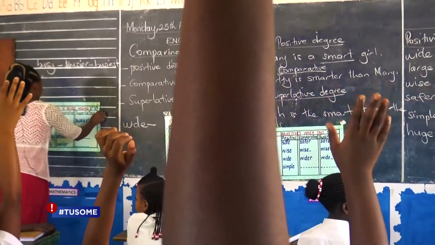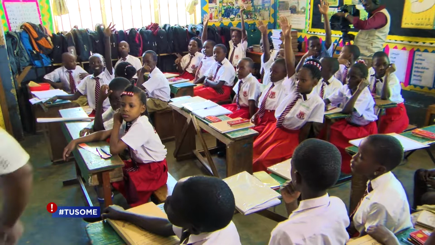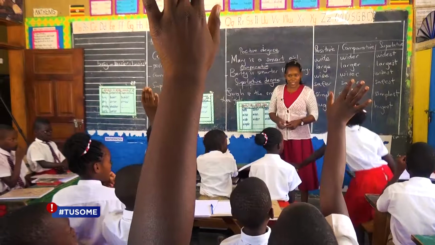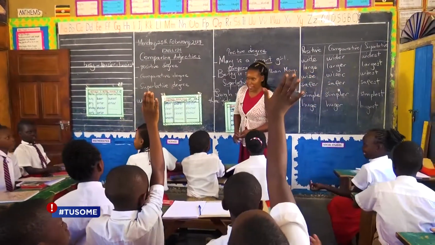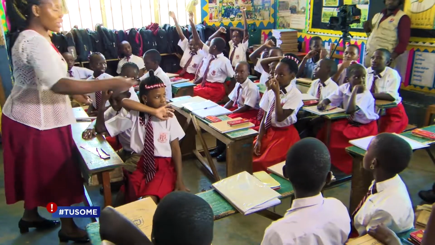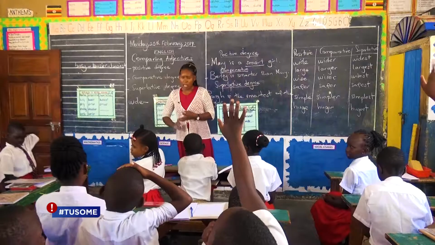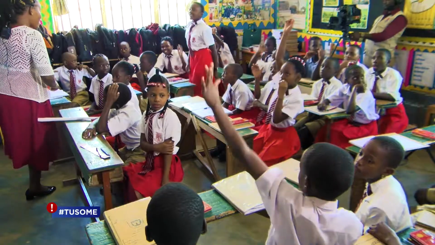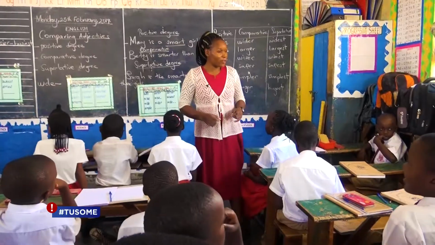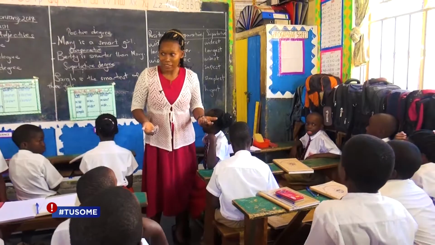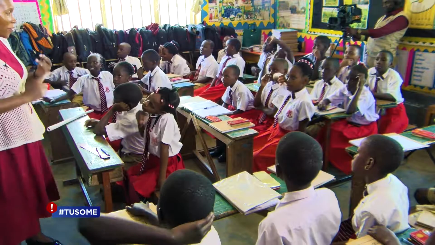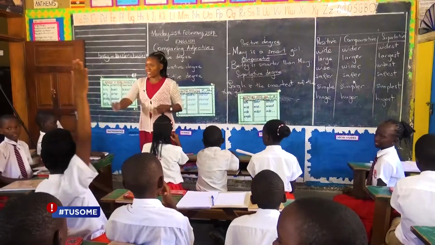Okay. Now you are going to give me yours. Adjectives that end with Y. Yes. Lazy, lazier, laziest. Very good. Yes, dear. Happy, happier, happiest. Beautiful. Yes. Ugly, uglier, ugliest. Good. Yes, Joseph. Any other? Heavy. Let me add on. Heavy. The heavier. Okay.